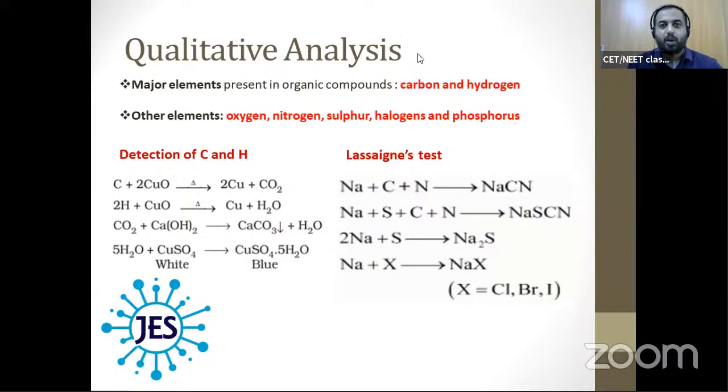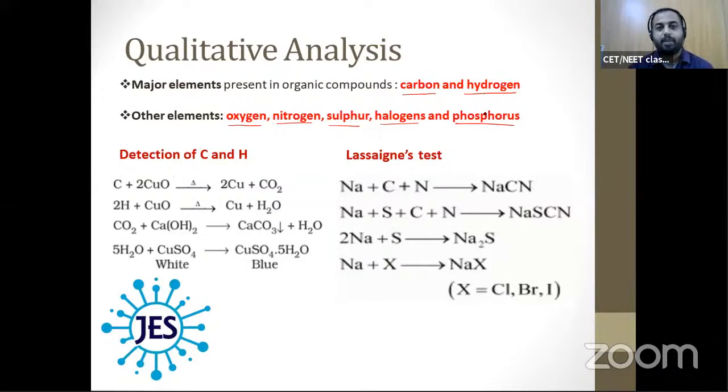Okay, first let us check out qualitative analysis, wherein we try to find out the different elements that make up an organic compound. In an organic compound, by default, you can expect carbon and hydrogen. That's a must, because all organic compounds are derivatives of hydrocarbon. Carbon and hydrogen is a must in an organic compound. In addition to carbon, hydrogen, you can have other elements also. You call them heteroatoms: oxygen, nitrogen, sulfur, halogens, phosphorus, and so on. Okay, these are some prominent ones.